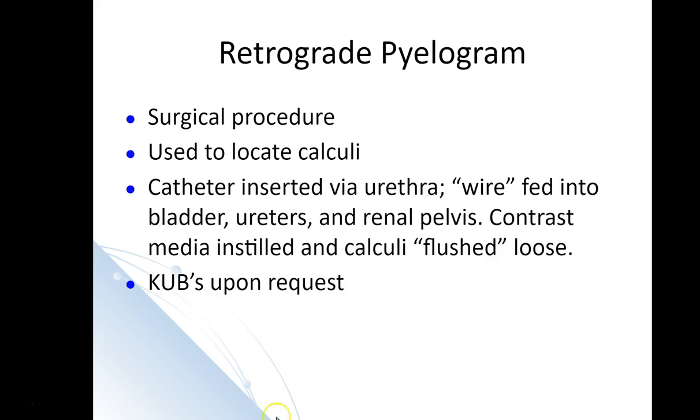Our role is to use the C-arm during these exams to help the urologist visualize the urinary anatomy. We may have to do KUBs afterwards. But again, our job is to help image and show that contrast as it progresses from the kidney to the bladder or vice versa.